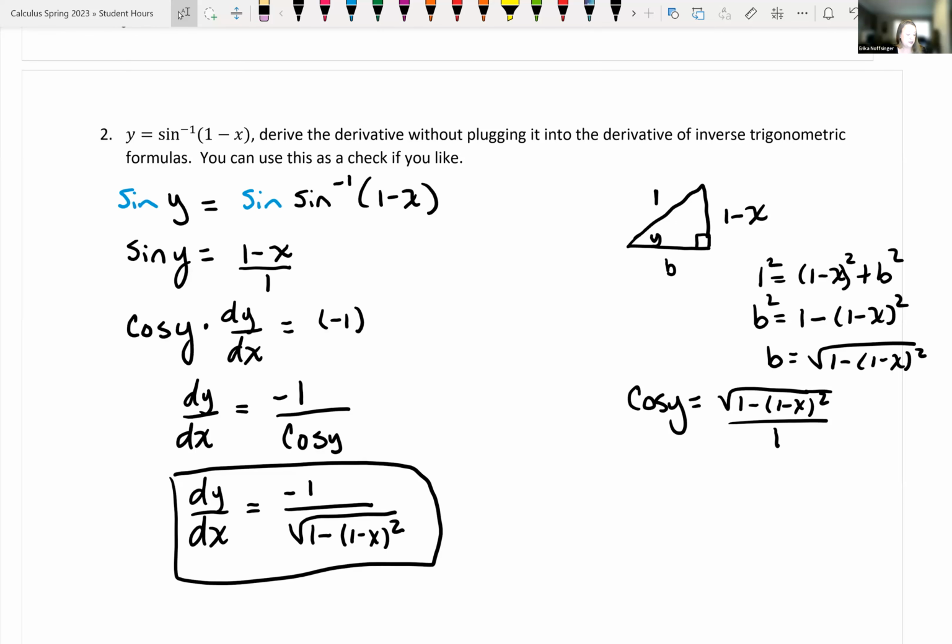So for this problem, this was 6 points. So going to number 3.